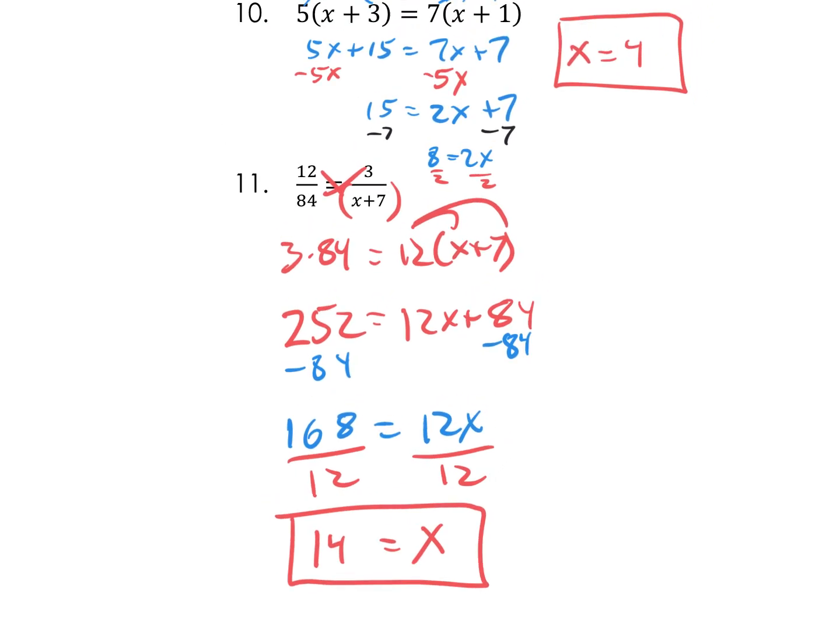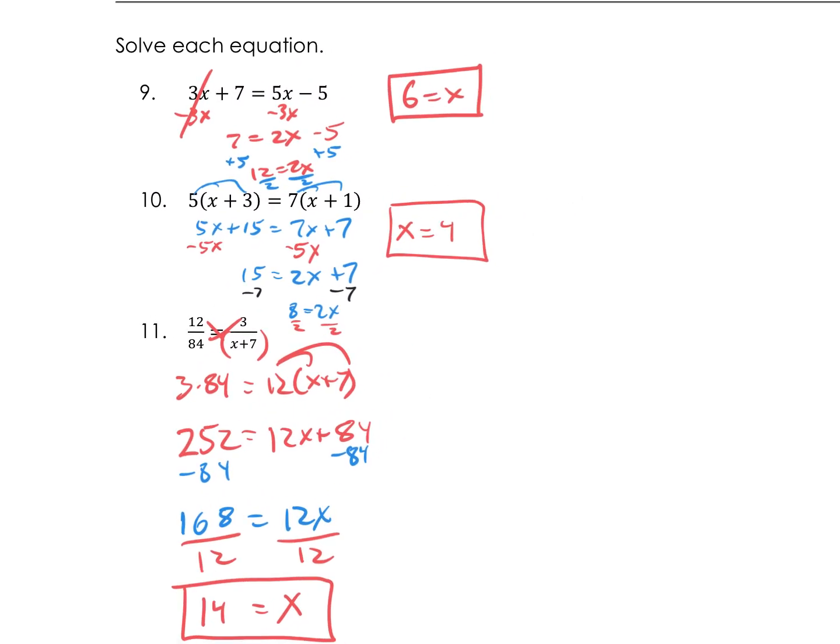All right. So there's some review for you on solving equations. If it's a proportion, we cross multiply. We need to distribute here before we add and subtract. And just remember, we want to get all the x's on one side, all the constants on the other.